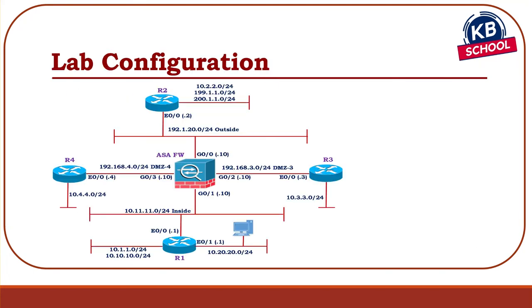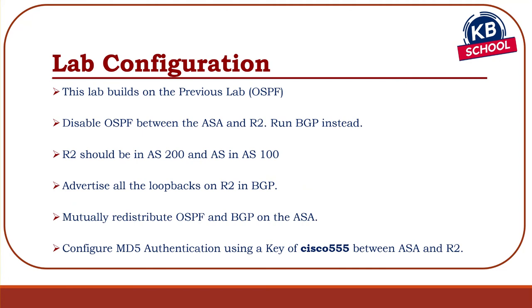So this is my topology over here, my objective. The lab builds on the OSPF lab that we did. Disable OSPF just between ASA and router 2. Run BGP instead. So I'm still going to run OSPF between the ASA and R1, R3, and R4. I'm going to disable it between R2 and the ASA. Instead, I'm going to run BGP.